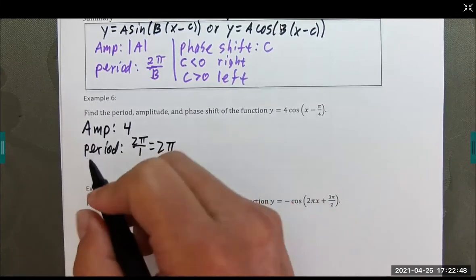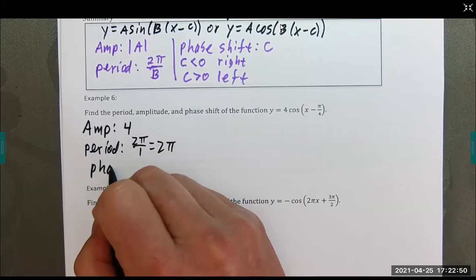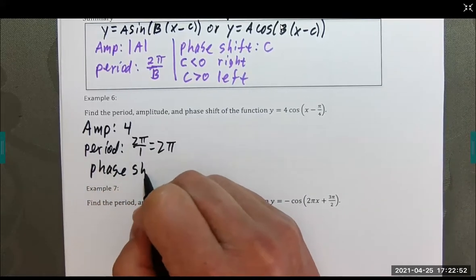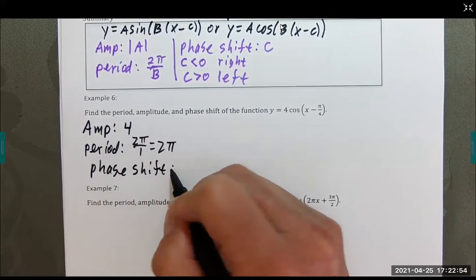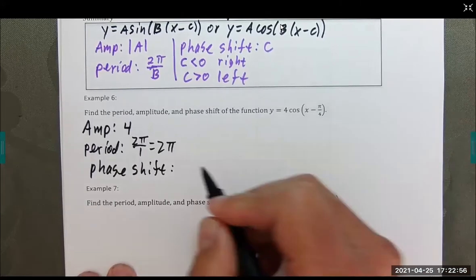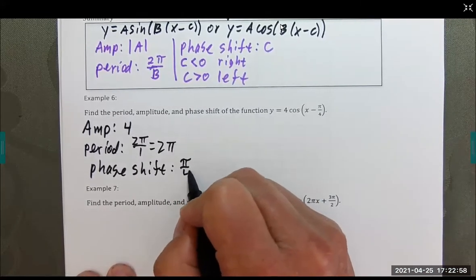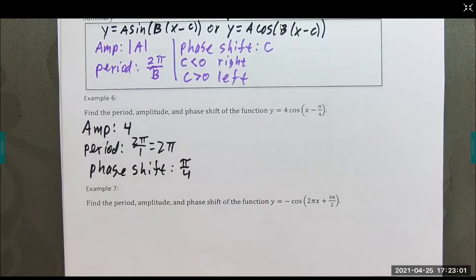The phase shift in this case, it's always the opposite sign. So in this case, it's pi over 4. Not too tough.